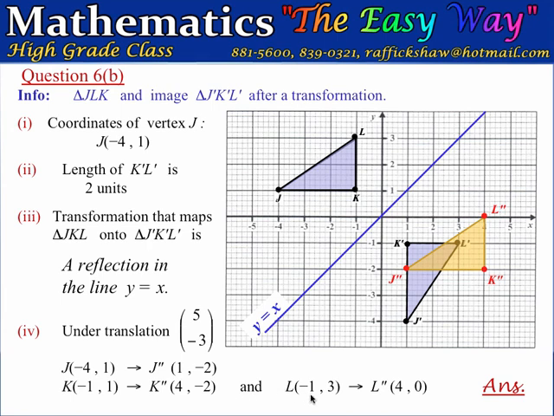And that's how we would do the translation for the point K if we were to do it by calculation. For the point L, it would be negative 1 plus 5 equals 4, and 3 minus 3 equals 0. And so we could have gotten those coordinates by calculation using the values in the translation matrix. In any case, these are the coordinates of the point J double prime, K double prime, L double prime. And that's the answer for question 6b, and that's the end of question 6.